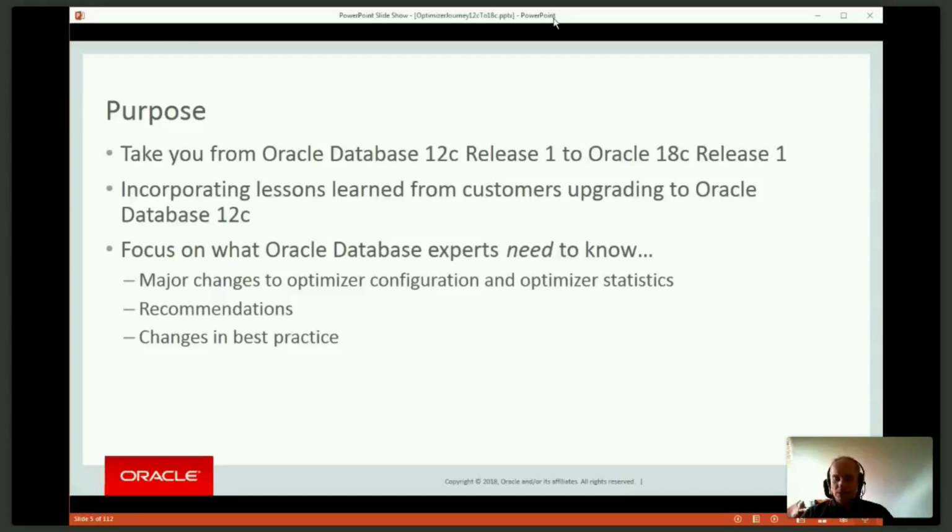And also we've changed things like some of the best practice over time, and some recommendations that I think you may not be familiar with. So I want to cover those as well. So generally the plan is to make you more effective at managing the environment and understanding the things that are changing as we go from 12c Release 1 to 18c.